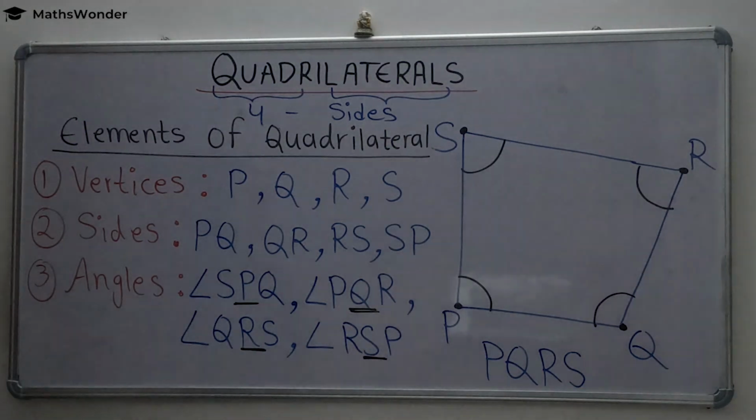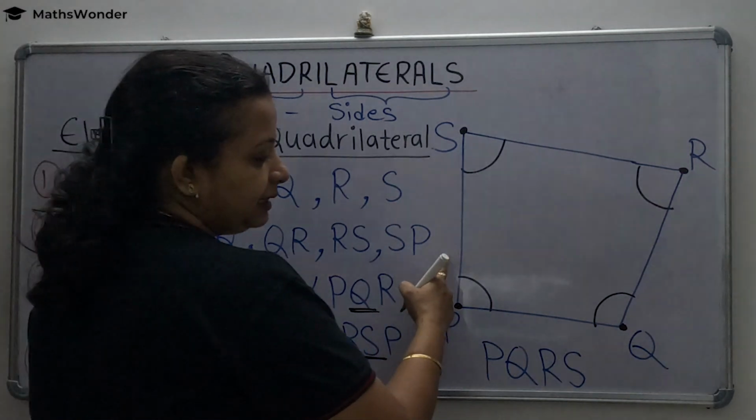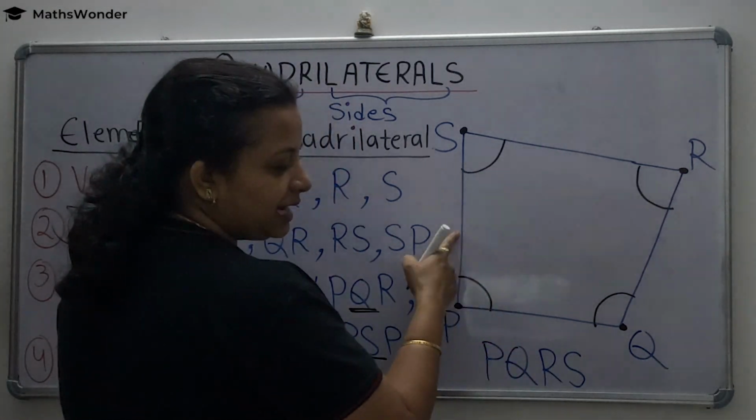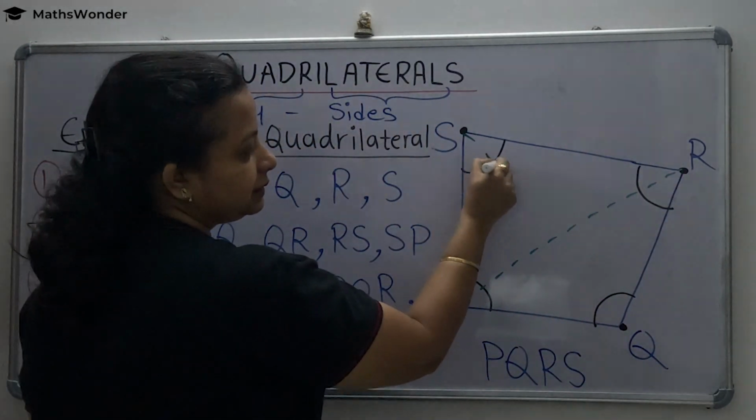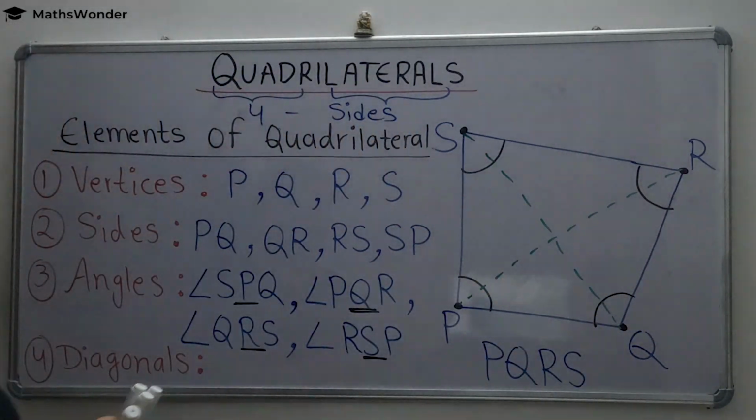Okay. Now the next is diagonals. How many diagonals in this figure? There are 2 diagonals in a quadrilateral. They will not use the adjacent sides. Always use opposite vertices for the diagonals. So we have 2 diagonals in every quadrilateral.